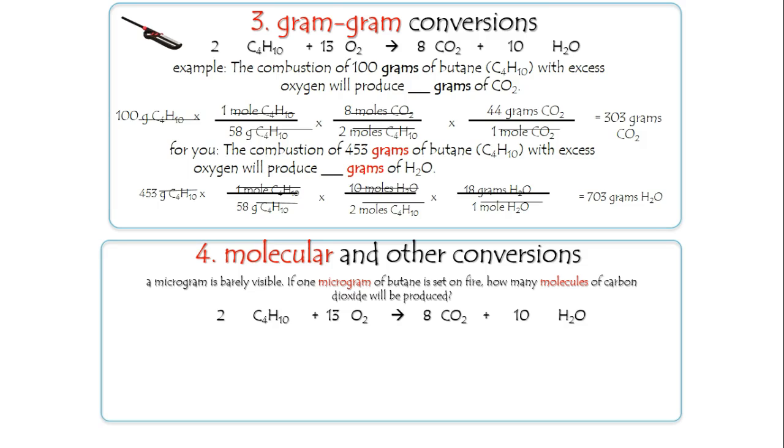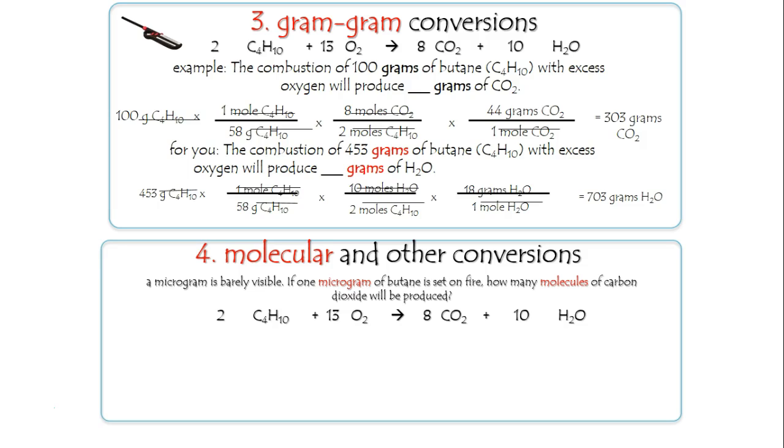Finally, we can even do molecular conversions. A microgram is barely visible. Imagine we have 1 microgram of butane. That's a millionth of a gram. We light it on fire, and this time I want to know not moles, but molecules of carbon dioxide that will be produced. Research has shown that the AP students have struggled with this one because although they can oftentimes do the standard conversions, they have trouble visualizing molecules. So let's check it out.